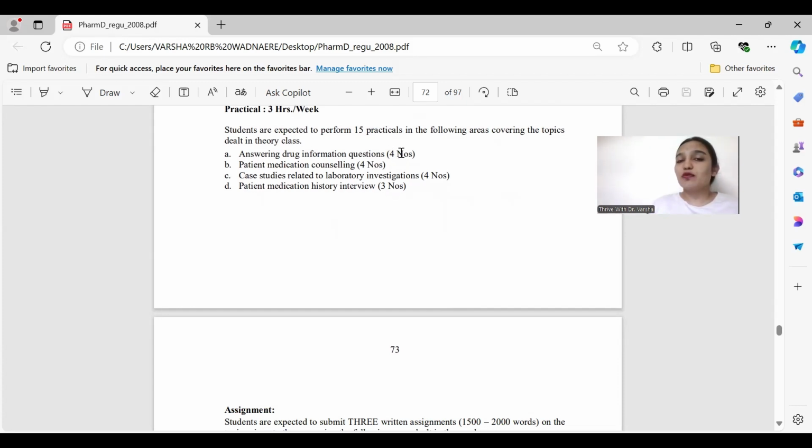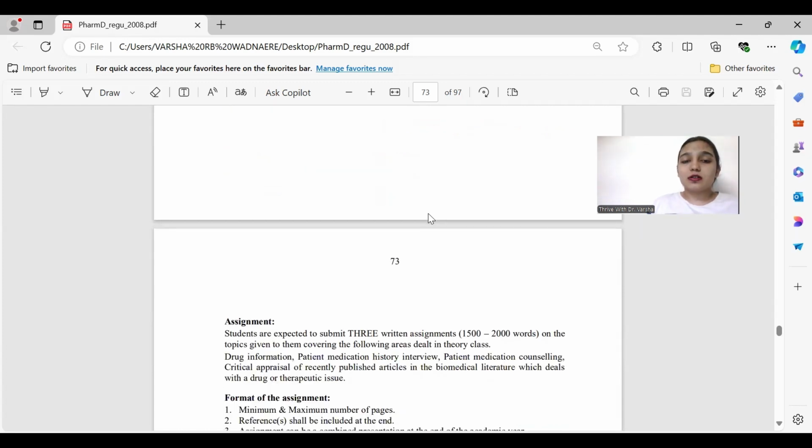Answering drug information queries, 4. And then patient medication counseling, you have to counsel 4 patients on medication. You have to answer drug information query to the 4 questions. Then case studies related to laboratory investigation, you have to solve it, 4. Then patient medication history interview, 3 number. That is, you will have to take an interview for 3 patients.